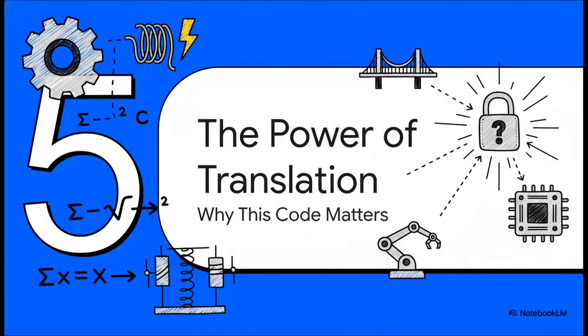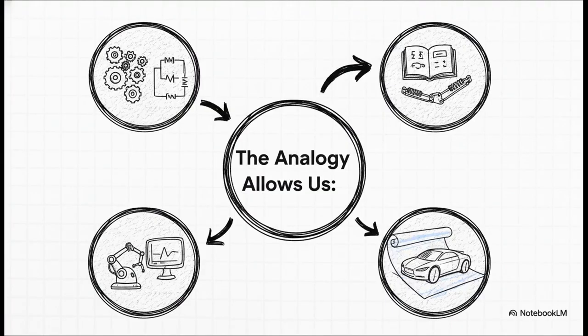So, we've seen this analogy in action. We can translate mechanical parts into electrical parts and physical systems into equations. But why does any of this matter so much? What is the real-world power of this secret code? The benefits are just enormous.